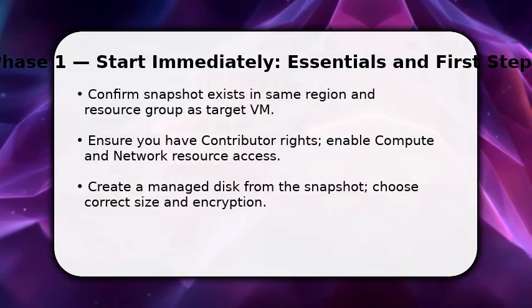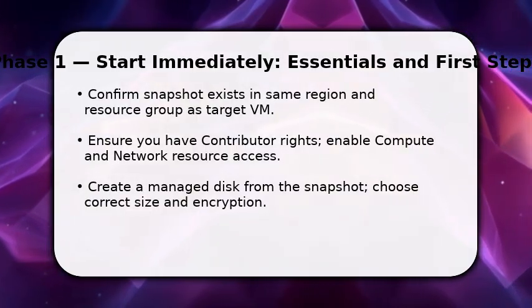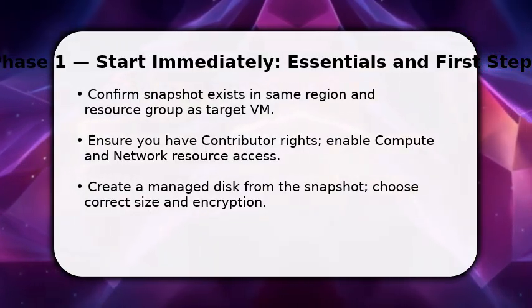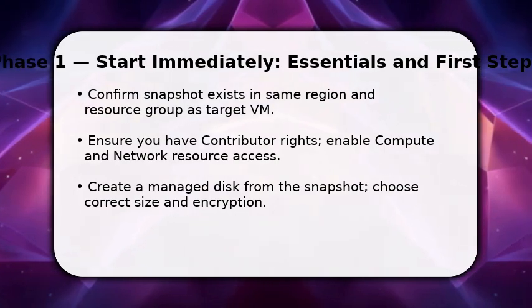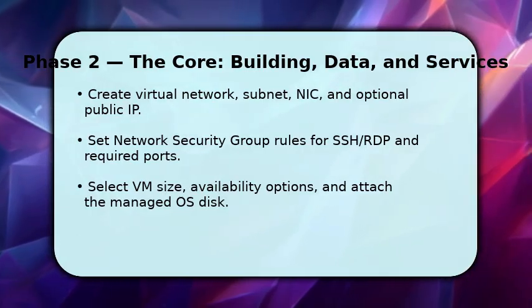Create the managed disk, pick an appropriate disk size and storage type. This preserves the snapshot state and gives you a proper OS disk to attach to a new VM. Once the OS disk exists, build the network and VM configuration around it.